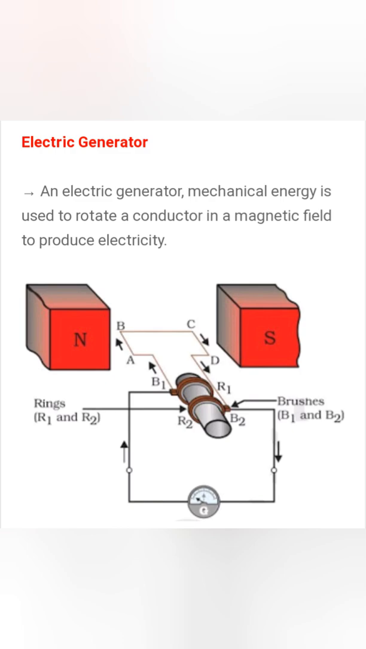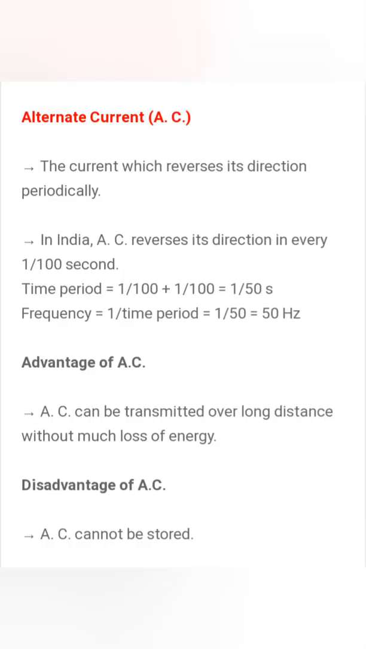There are two types of electric generator, the AC generator and the DC generator. Let us first study about the AC and DC. AC is known as alternating current, which reverses its direction periodically. In India, the AC reverses its direction every 1/100 seconds. That is, the frequency of the generator will be 50 Hz. As time period is inversely proportional to the frequency, you can find out the frequency.